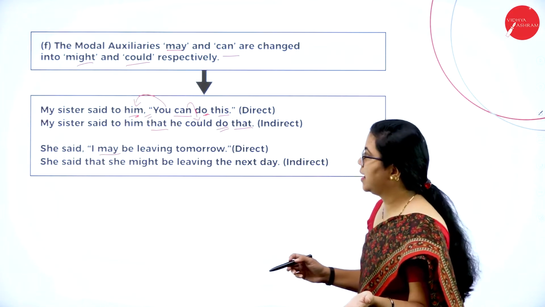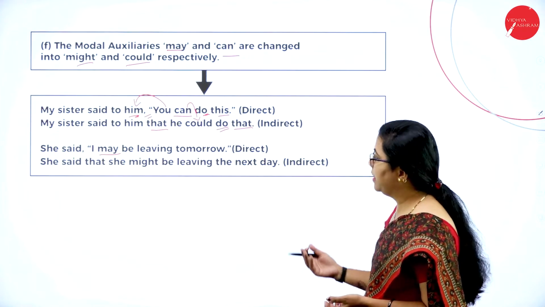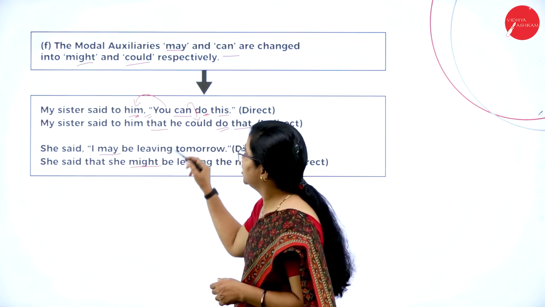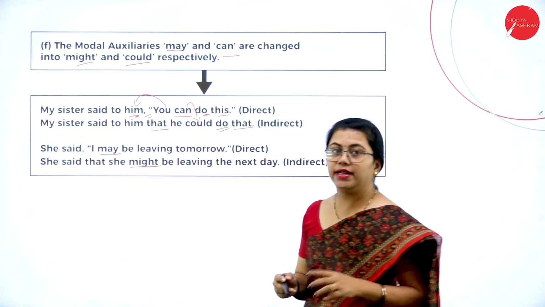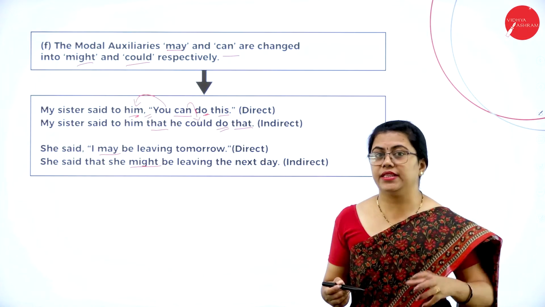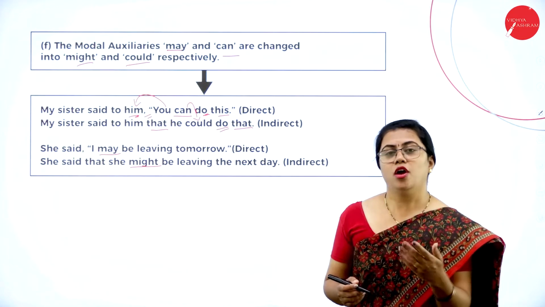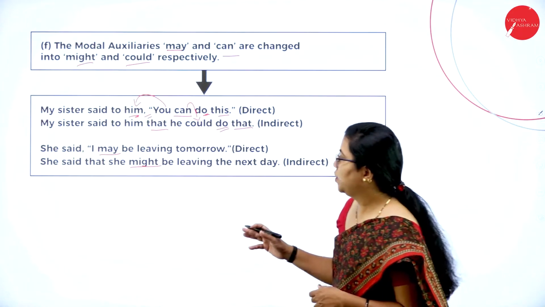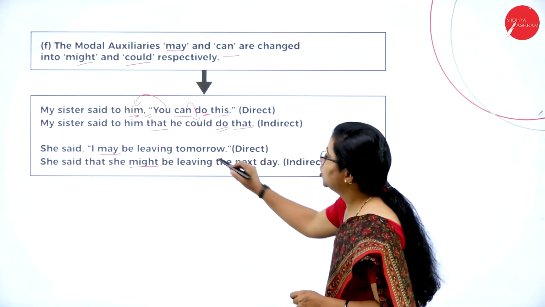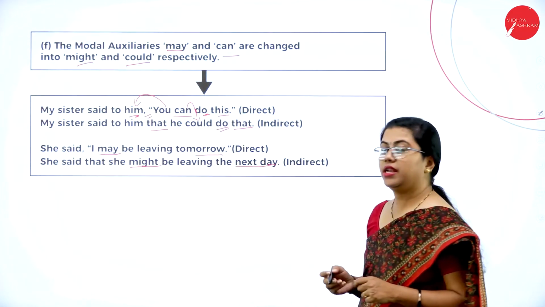I am taking another example of a modal auxiliary here. "I may be leaving tomorrow." So she said that she might. May will be changed to might. That is a possibility. This is not certain to happen. It might happen. There is a possibility of that happening or not happening also. So here you can see she said that she might be leaving the next day. So tomorrow I am changing to next day.